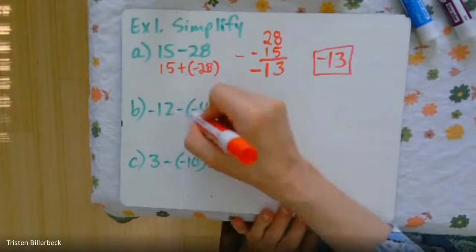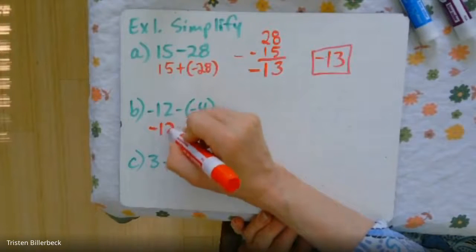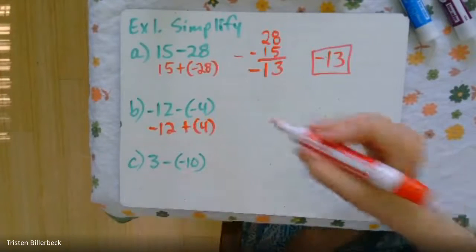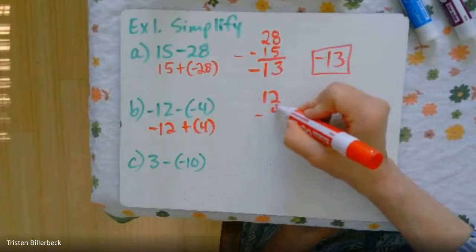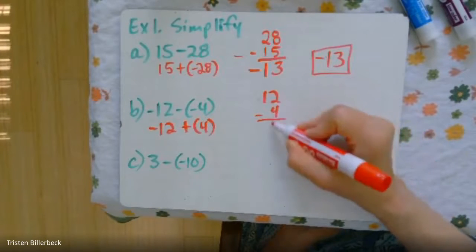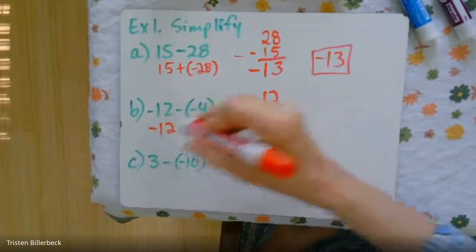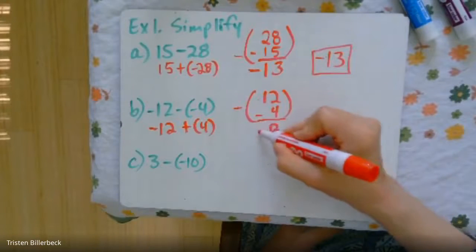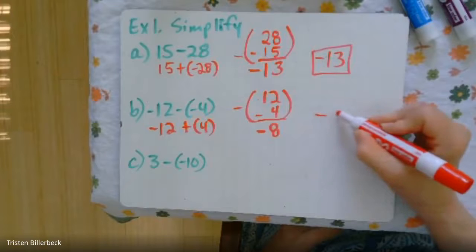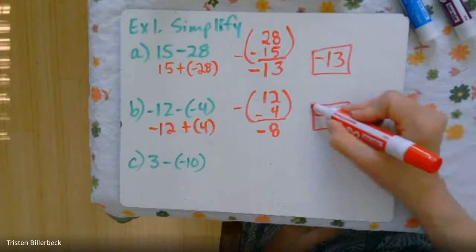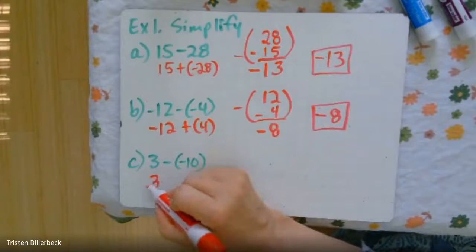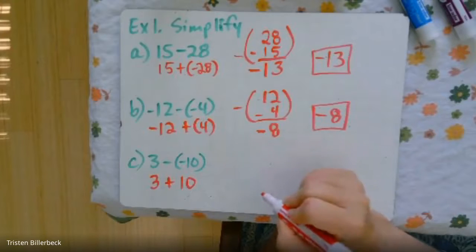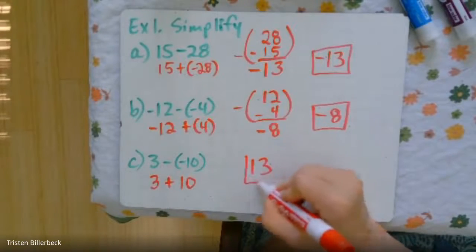If we rewrote this, since we have two negatives here, this is negative 12 plus 4. Again, different signs, take the difference. So 12 minus 4, and that gives us 8. The bigger number is negative, so we know that the answer is going to be negative. So this is negative 8. And this one, if we rewrite this, oh, it's same sign sum. Well, we know what 3 plus 10 is. That's just 13. That's easy.